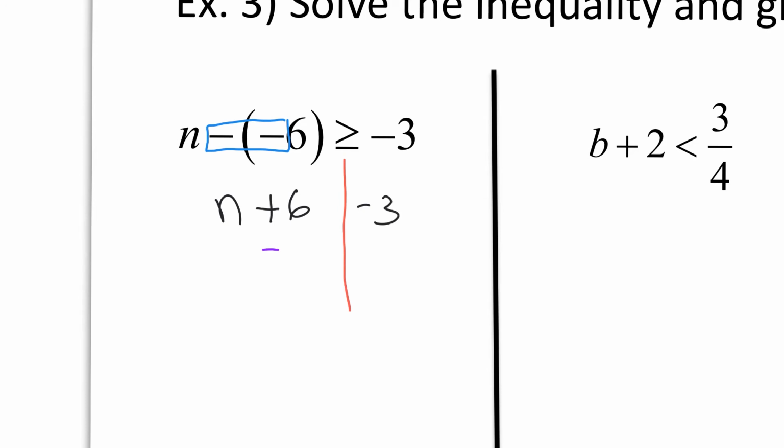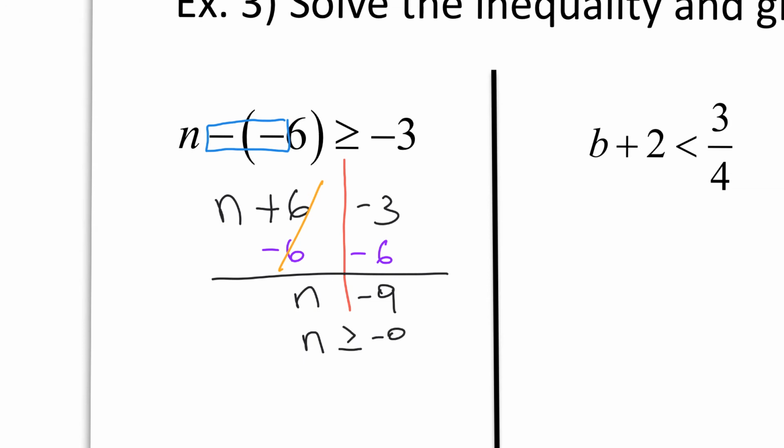Now I'm going to get n by itself, so I'm going to subtract 6 from both sides. This will cancel. You guys do the opposite inverse operation. And on the other side, negative 3 minus 6 is negative 9. Now I do bring down my inequality, so n is greater than or equal to negative 9. Now this one's okay because n is on the left side. So my set notation will be n is such that n is greater than or equal to negative 9.